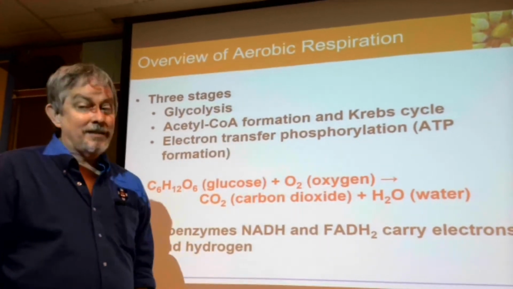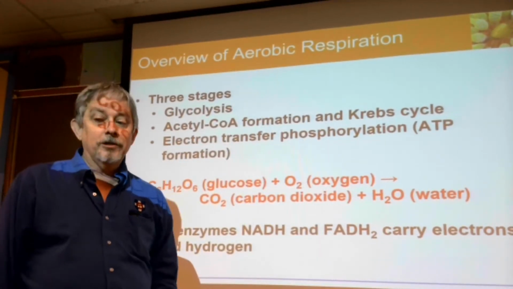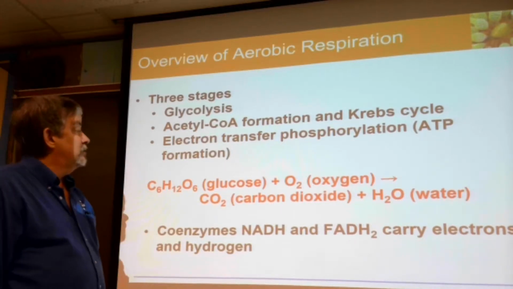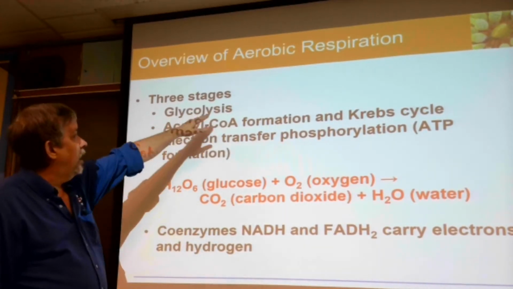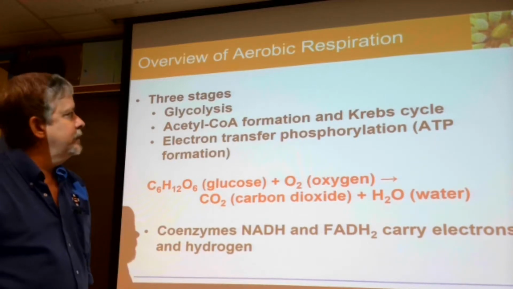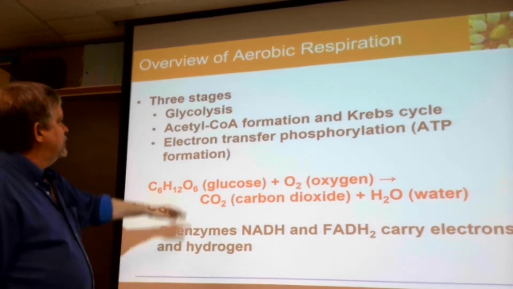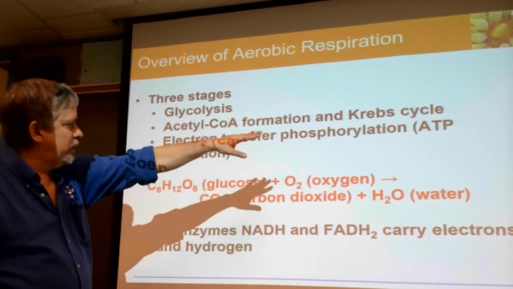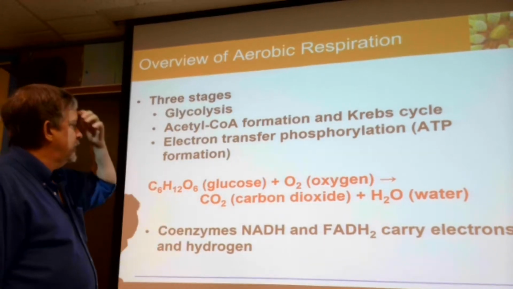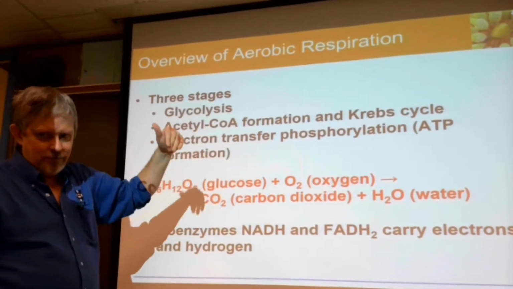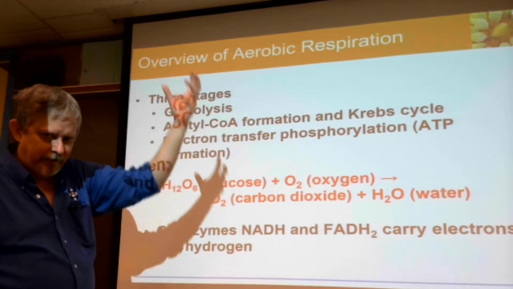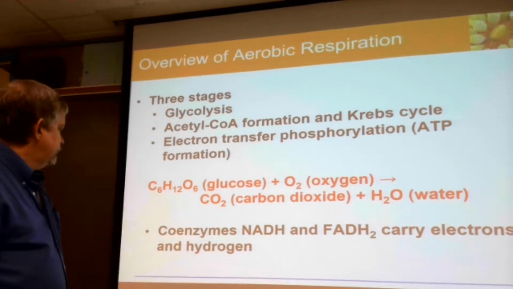There are 3 stages of aerobic respiration. And you'll need to know each of these stages on the test, unfortunately. The first is glycolysis. We'll cover that in detail here in a minute. Then acetyl-CoA formation and Krebs cycles. We got another cycle, like the Calvin-Benson cycle. And then the electron transfer phosphorylation, going down the steps, pulling in the hydrogen ions.